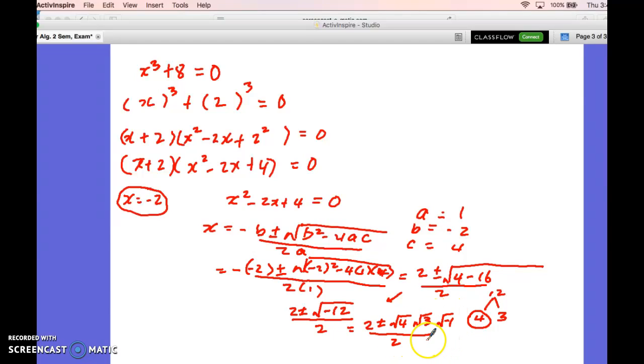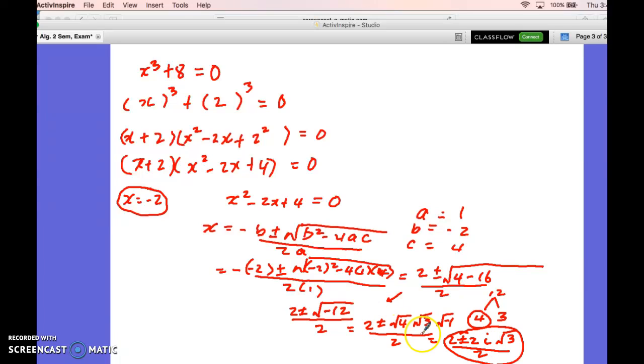So here comes the answer. It's going to be equal to 2 plus or minus square root of 4 is 2. I'm going to put the i next. Square root of negative 1 is i. And then 3 comes afterwards, like that, square root of 3. And this is all over 2. Okay? These would be the answers. Notice we have an imaginary answer here, and there's a positive version of it and a negative version of it. As I mentioned, imaginary solutions or zeros come in pairs.